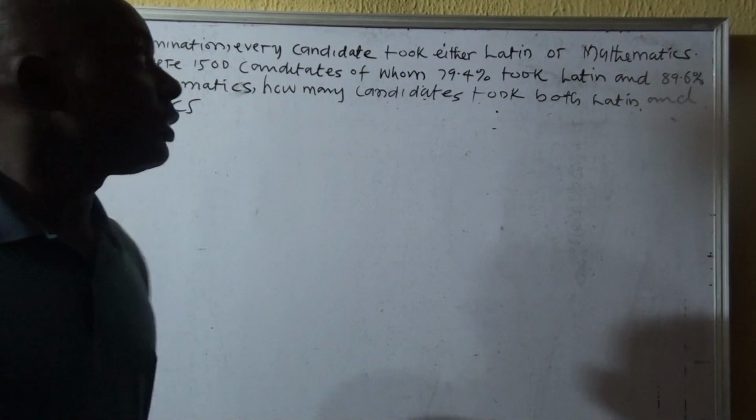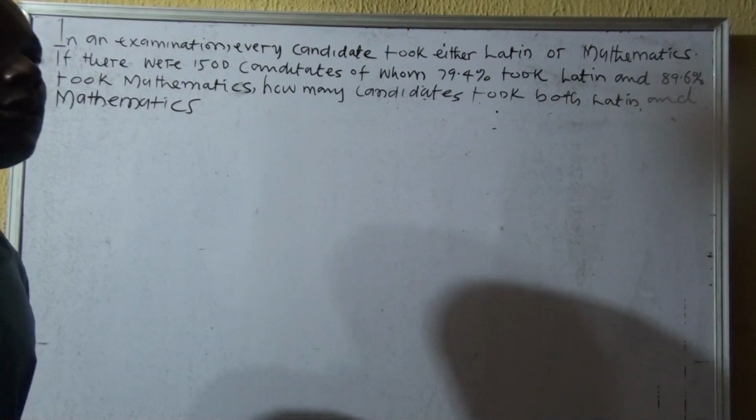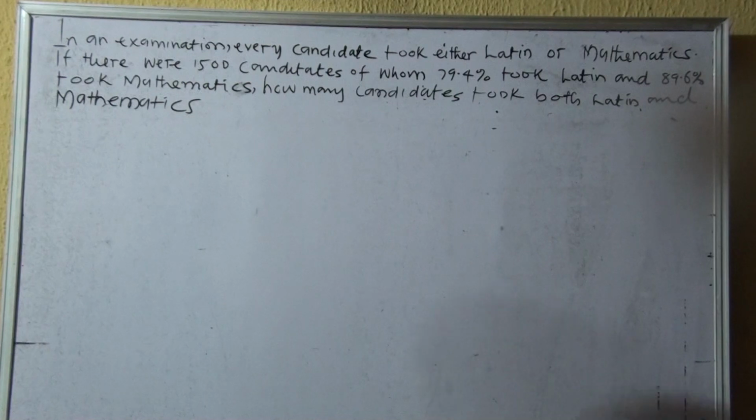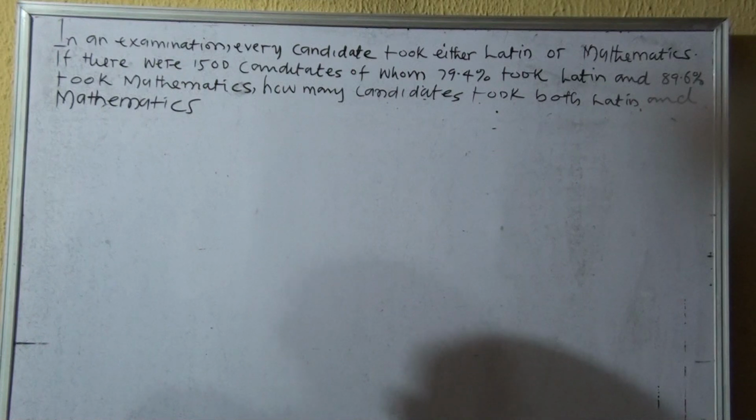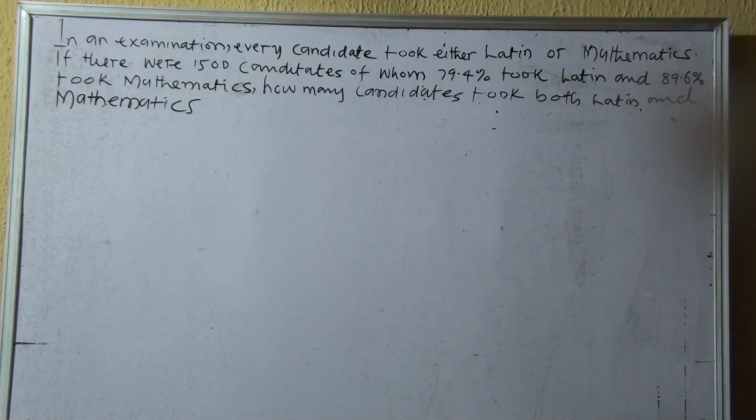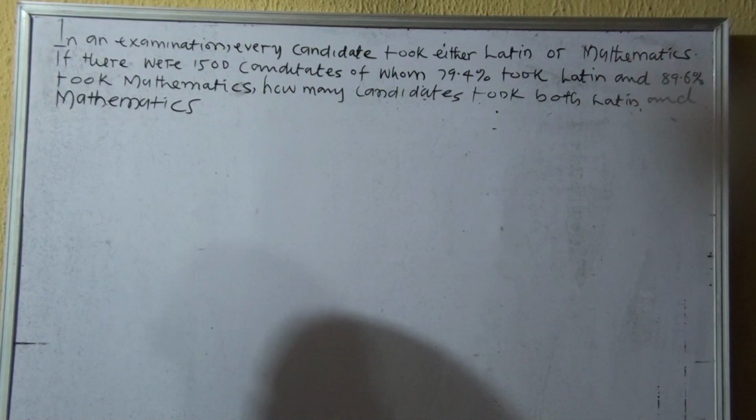In an examination, every candidate took either Latin or mathematics. If there were 1,500 candidates, of whom 79.4% took Latin and 89.6% took mathematics, how many candidates took both Latin and mathematics?